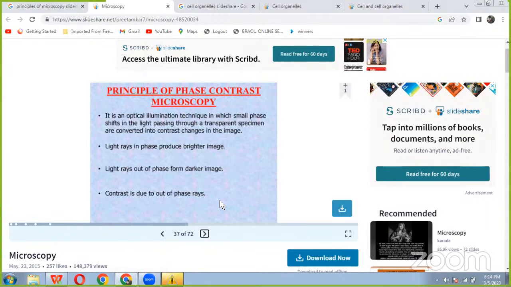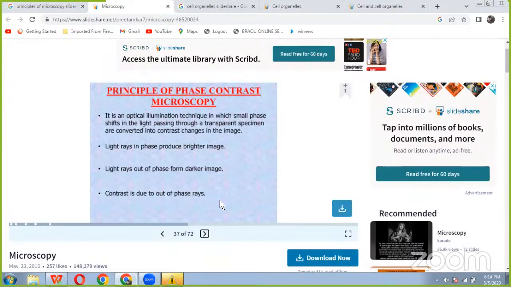When the specimen is examined under the light microscope, two sets of rays reach the eye. One set passes through the specimen and is diffracted, scattered by the specimen. The other set is undiffracted, not passing through the specimen. What are the two types of rays? One is passing through the specimen; the other is not passing through the specimen.